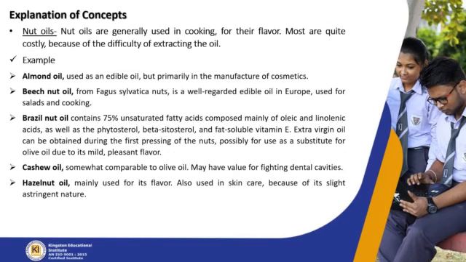Next are nut oils. Nut oils are normally used for different cooking purposes and also for other benefits. They are normally extracted from different types of nut products. There are almond, beech nut, Brazil nut, cashew nut, hazelnut, and more. These are examples of nut-based oils.